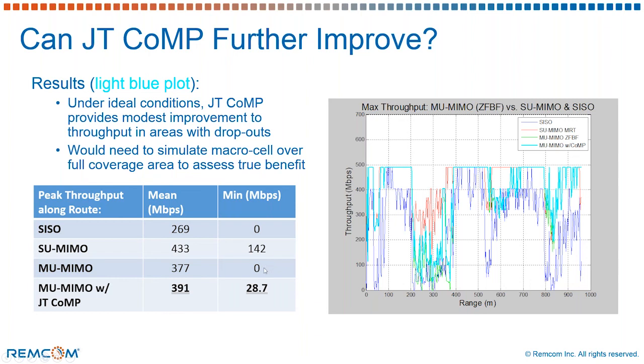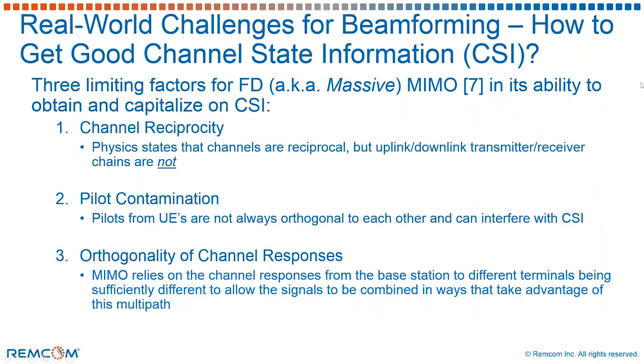A second is pilot contamination. Using the technique that we just described, UEs will send pilots to a base station, which it then uses to characterize that channel for the downlink transmission. However, pilots from UEs are not always orthogonal to each other, or in other words, they're not always unique. And if multiple pilots from neighboring cells are transmitting with the same pilot signal, that can cause contamination that interferes with good channel state information.